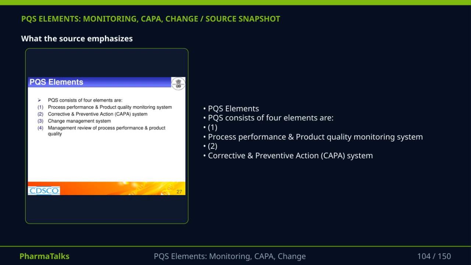Lastly, managing change effectively is crucial to ensure that any modifications in processes, equipment, or procedures do not negatively impact product quality. Proper documentation and evaluation of changes help maintain consistency and control. These three elements, monitoring, CAPA, and change management, are fundamental pillars that support a robust pharmaceutical quality system. They work together to ensure high-quality products and continuous improvement within pharmaceutical manufacturing.